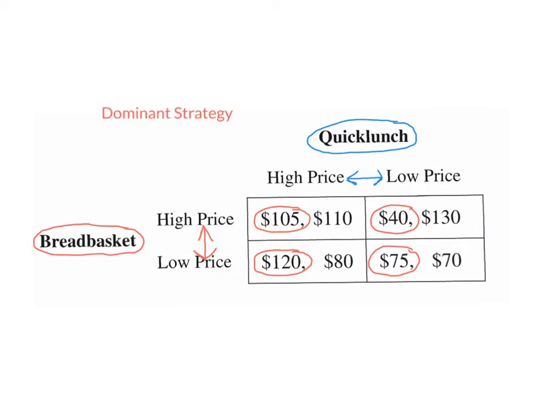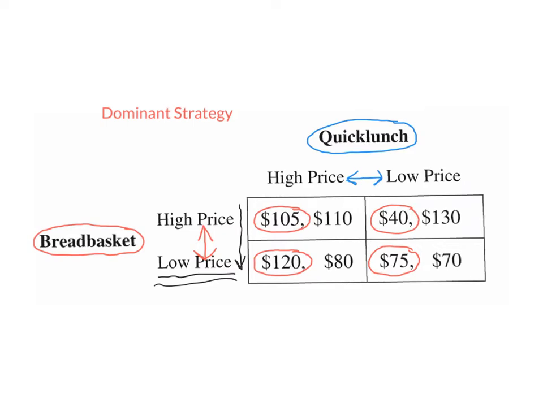The next question you may have to answer is regarding dominant strategy. Does a company have a strategy that will work no matter what their competitor does? So let's look at Breadbasket to see if they have a dominant strategy. If Quick Lunch decides to set a high price, what should Breadbasket do? Once again, we will look at the scenario and we will notice that setting a low price would be the best response to that.